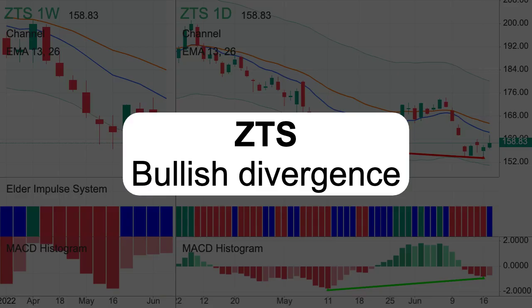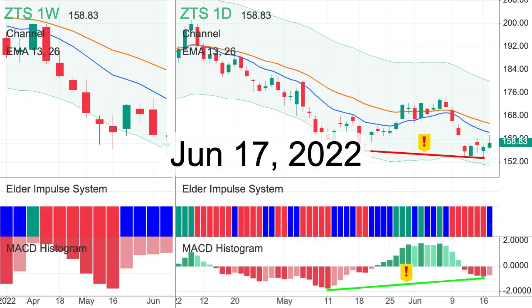Let's consider the stock of Zoetis Inc. On June 17, 2022, a bull divergence formed in a downtrend. This is a strong buy signal. There is a first light bar on the histogram. Are you ready to submit a buy order?